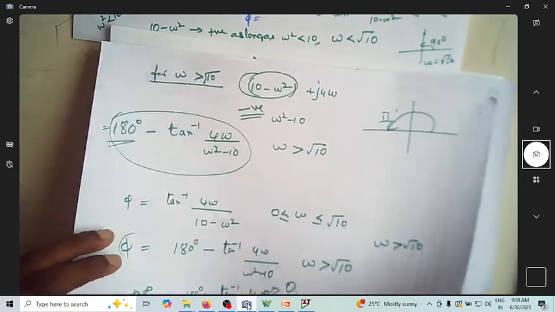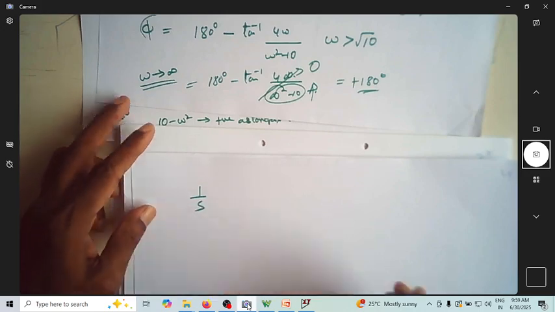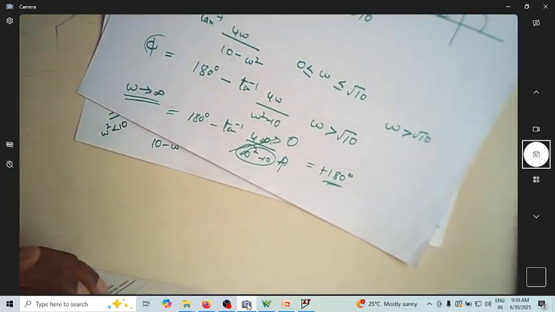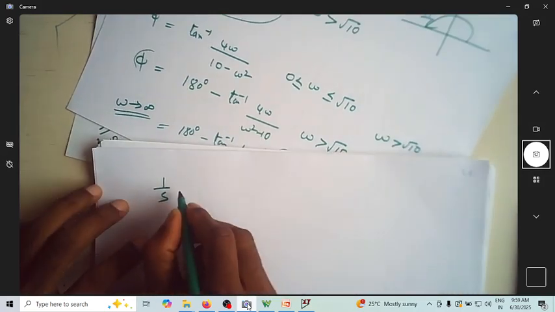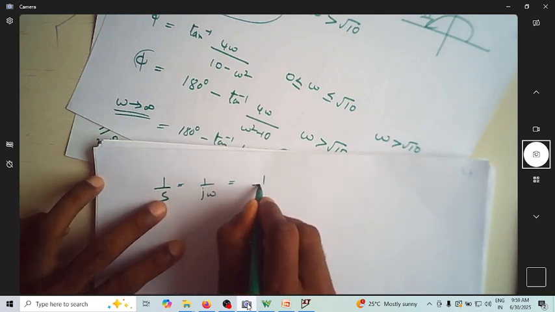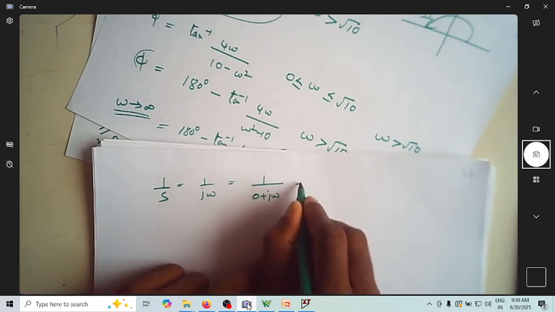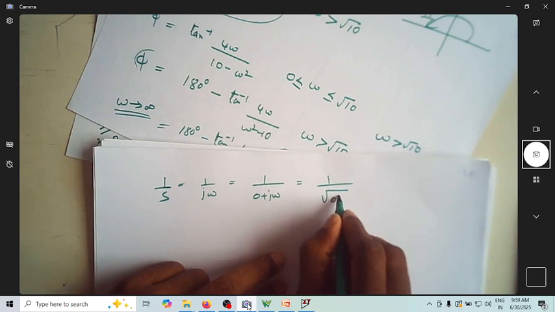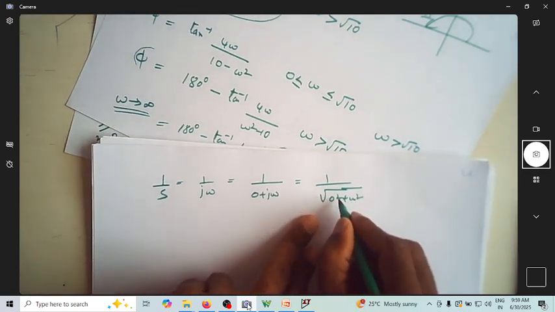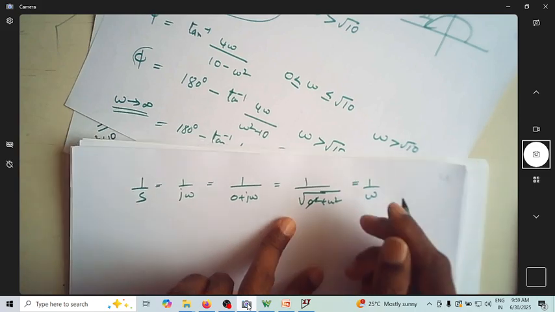So now let us take a term which is 1 over s. If you have 1 over s, then what is its phase and magnitude? Just simply replace s by j omega. So 1 over j omega. Can I write it as 1 over 0 plus j omega? Then what is the magnitude? Magnitude is root of 0 square plus omega square, and since this is 0, can I write it as 1 over omega? So this is the magnitude.